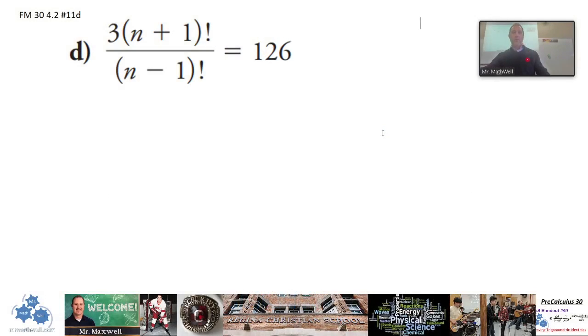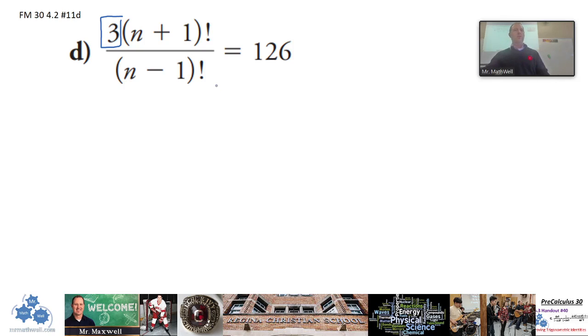All right, section 4.2, number 11D, we are solving factorial equations here, the trickiest part of this lesson. And certainly we have this extra little added thing right here that I think has tripped some of you up, this 3 here. What do we do with the 3? How does that factor into these equations? Well, what we have to do is divide this 3 off.